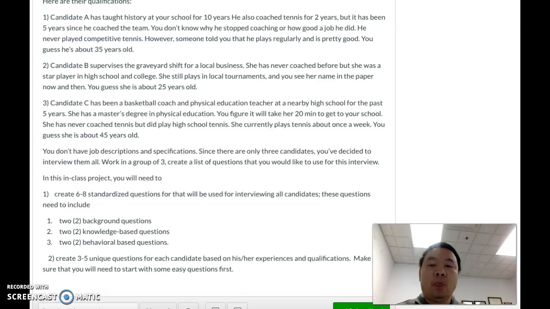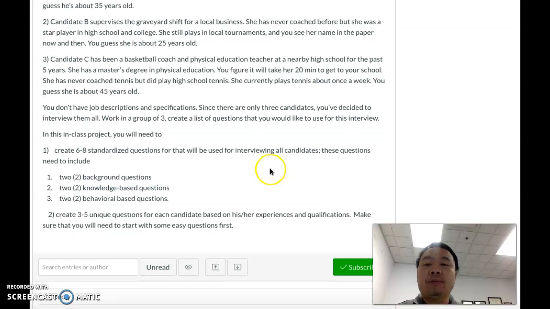So what do you have to do in this assignment? First, you create 6 to 8 standardized questions that you can use to interview all the candidates. These questions need to include 2 background-related questions. How do they understand a little bit more about what they did in the past? Like, do they have coaching experience in the past? How is their understanding of tennis?